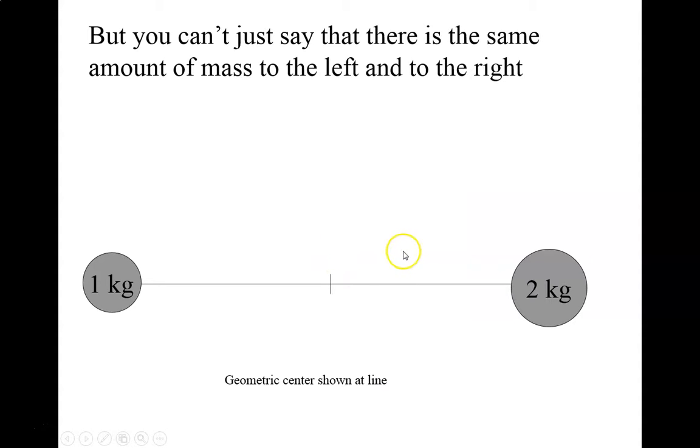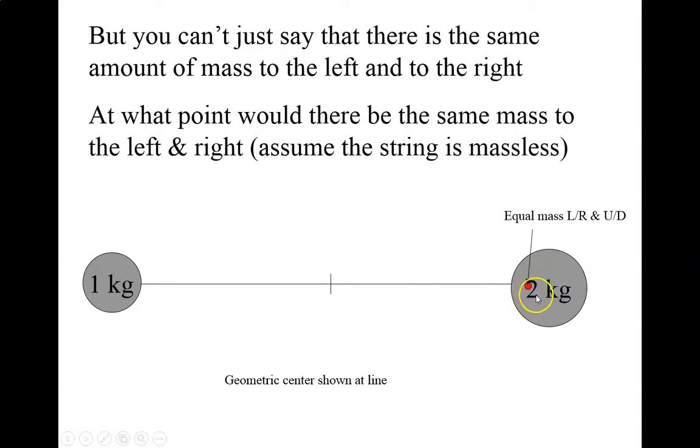When you're talking about the center of mass, you can't just say that there's the same amount of mass to the left and to the right of it. And you know, in some certain situations that'll be the case, but not in a lot of situations. So where would that be in this case? Well, that would be right here. Okay, where I've got half a kilogram to the left of this and 1.5 kilograms to the right. This is not where the center of mass would lie. If you could kind of get an estimate of where you think this might be.